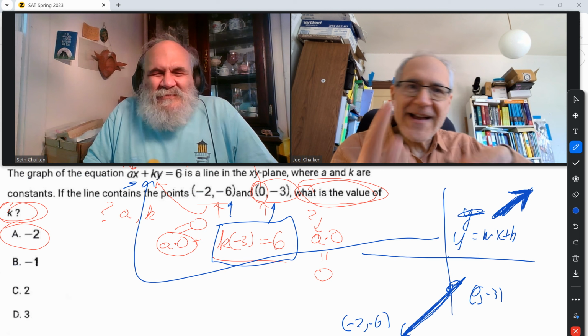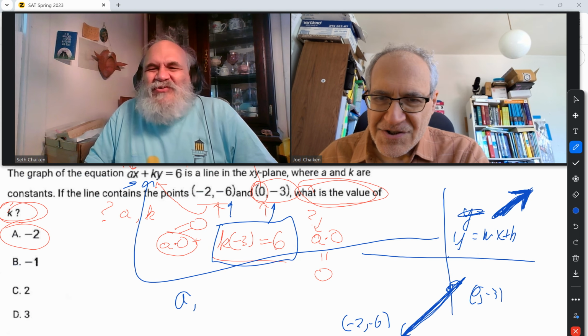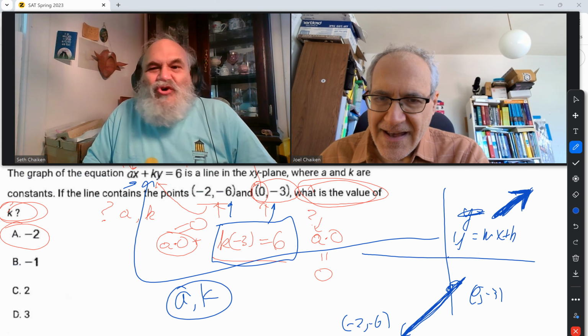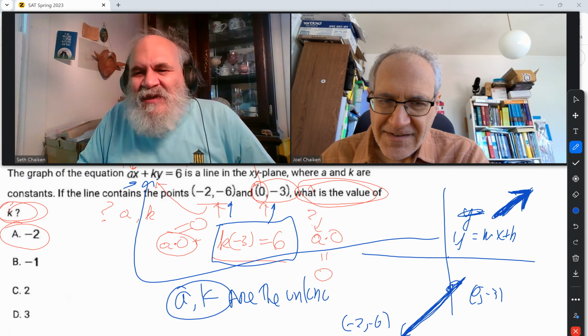But they switch it around, right? Here, the two unknowns aren't x and y. The two unknowns are A and K. So, get out of that silly habit of thinking. It is a silly habit.